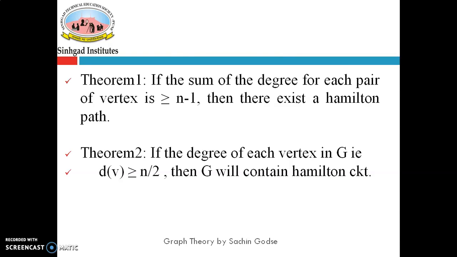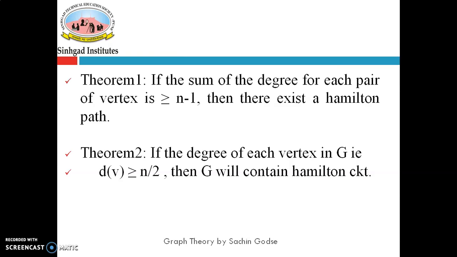So what they said: if the sum of the degrees for each pair of vertices is greater than or equal to n minus 1, where n means the total number of vertices in the given graph. So if you take any pair from the graph and the sum of the degrees of those vertices is greater than or equal to n minus 1, then a Hamilton path will exist. We'll check this with some examples later on.